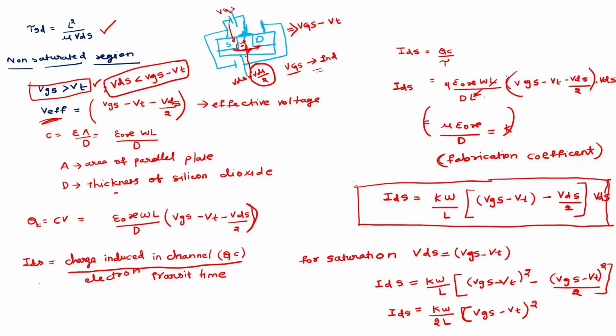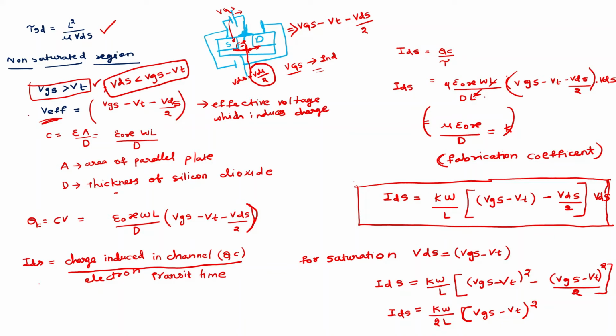That negative effect will oppose the positive VGS. Generally VGS is used to attract the electrons, so this negative will help repel the electrons attracted by VGS, and we need to compensate for that, which is approximately equal to VDS by 2. So we get V effective equal to VGS minus VT minus VDS by 2. This is the effective voltage which induces the charge, a very important turning point of the derivation.